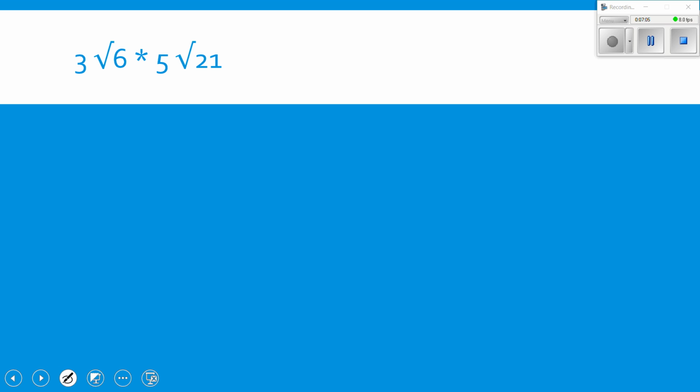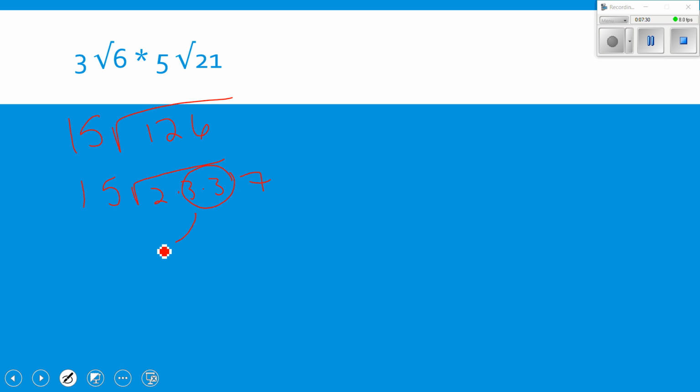Trying it again, I have 3 root 6 times 5 root 21. First step is multiply the numbers on the outside, so 3 times 5 is 15. Then I draw my radical and multiply by the inside. 6 times 21 is 126. I want to see if 126 can simplify, so I factor it. I get 2 times 3 times 3 times 7.